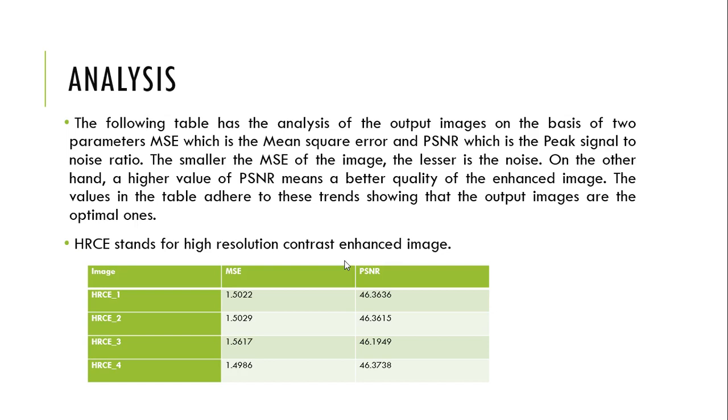I would like to tell what MSE is. MSE is the mean square error and PSNR is the peak signal to noise ratio. For an image, the lower the MSE, the lesser the noise. On the other hand, a higher value of PSNR means a better quality of the enhanced image. The values in these tables adhere to these trends, showing that the output images are the optimal ones. So for all these images, I have my MSE as low as 1.5 and my PSNR as high as 46.36 and 46.37.